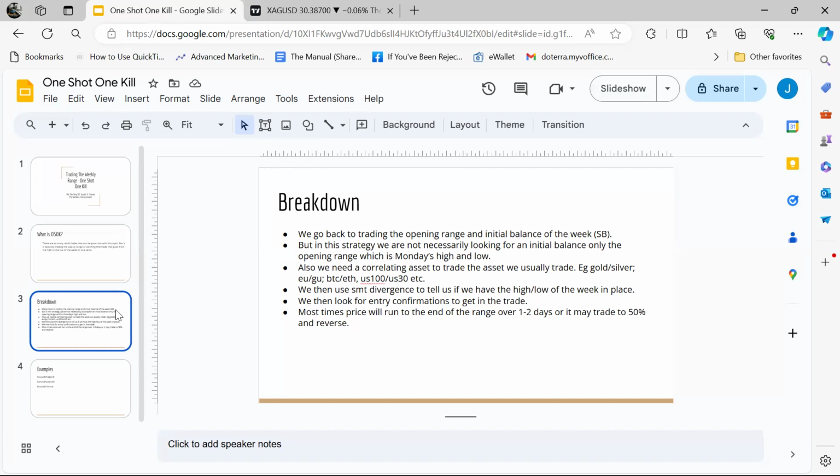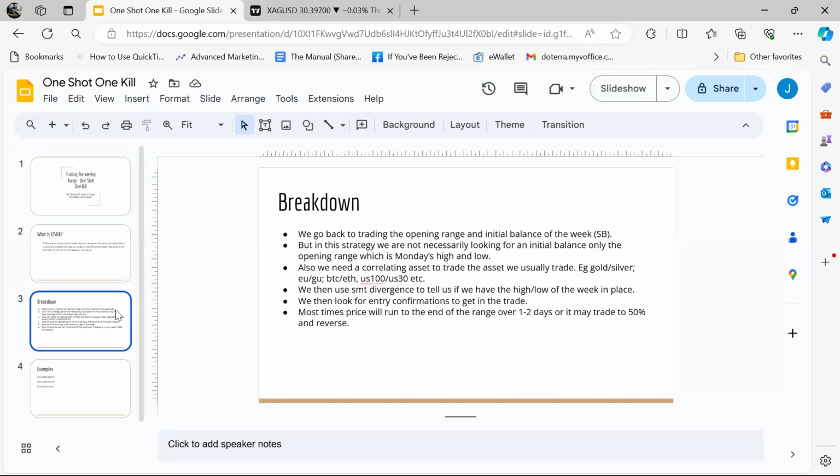But at all times, what you'll find is that Monday will set that opening range for the week. So the high, the low of the week, where everything that happens during the week basically is set from Monday's range. So we're not necessarily needing the initial balance for this strategy. We're only going to be using Monday's high and low. So we basically observe price Tuesday, Wednesday, Thursday, whatever happens during the week.